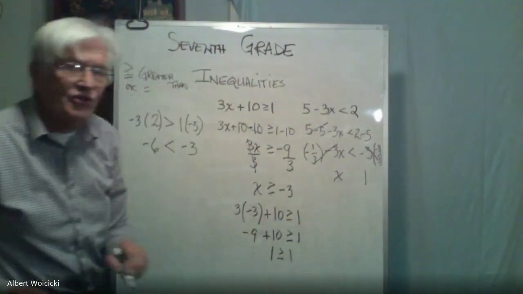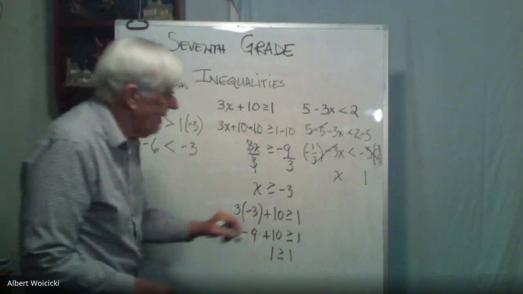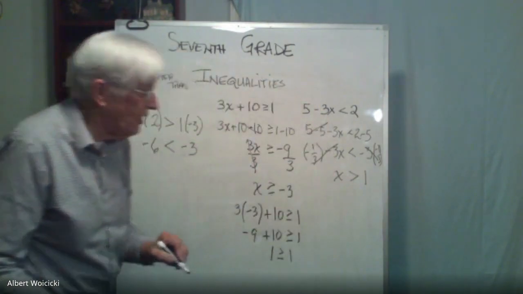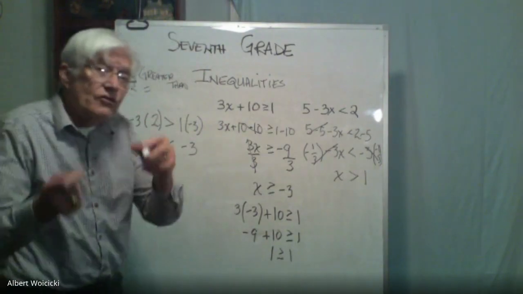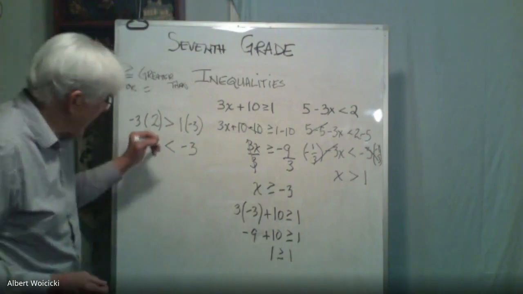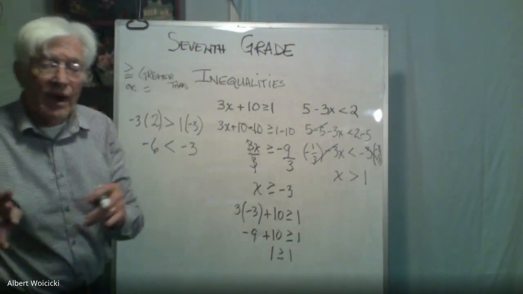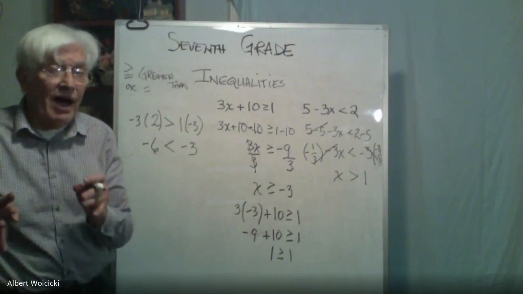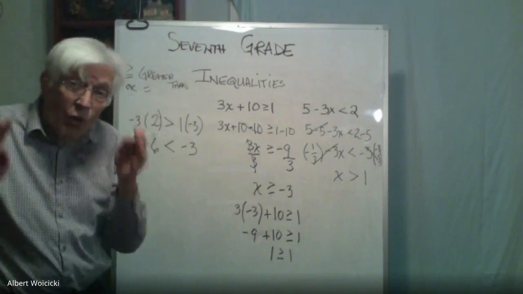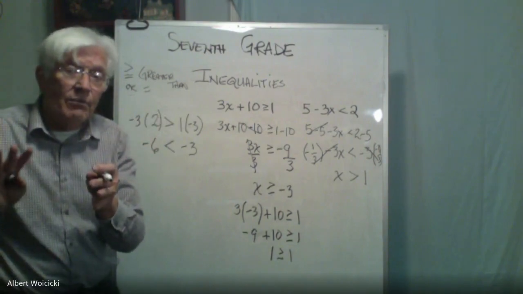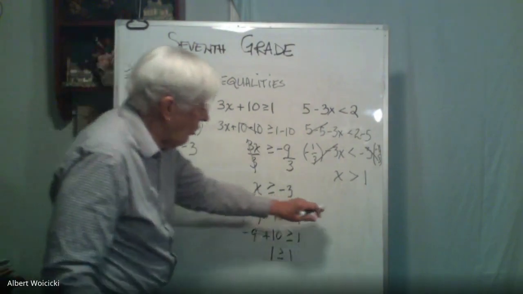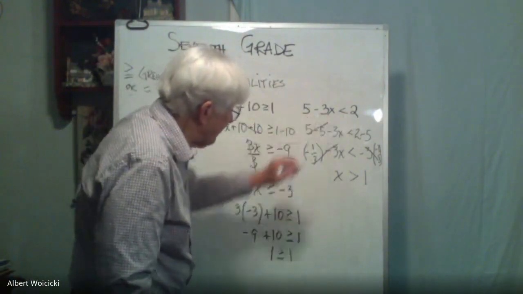But what happens to my order of my inequality? It has to flip. Its order changes. So x now is greater than 1. Just like the thing happened over here, when I multiply both sides by an opposite, the order of the inequality must change. So, I can go back and put this in here to see if that works.